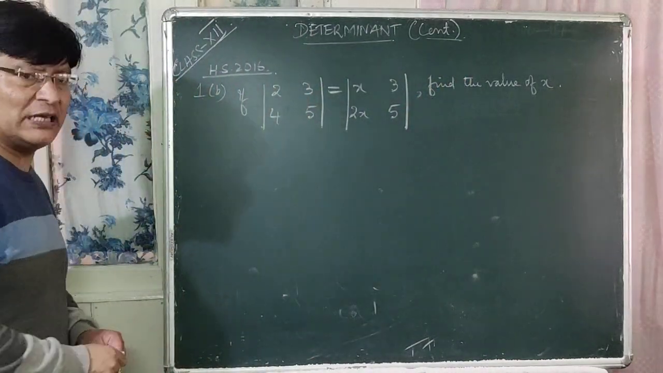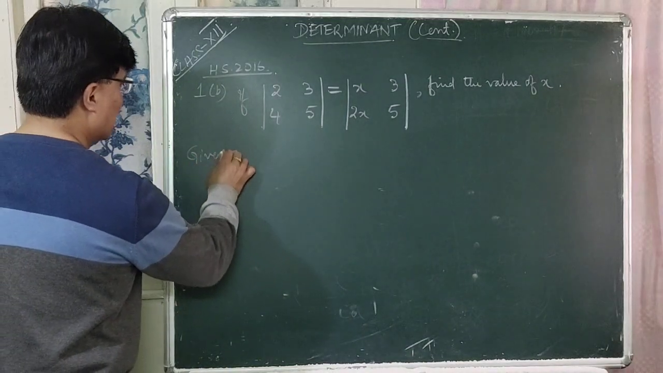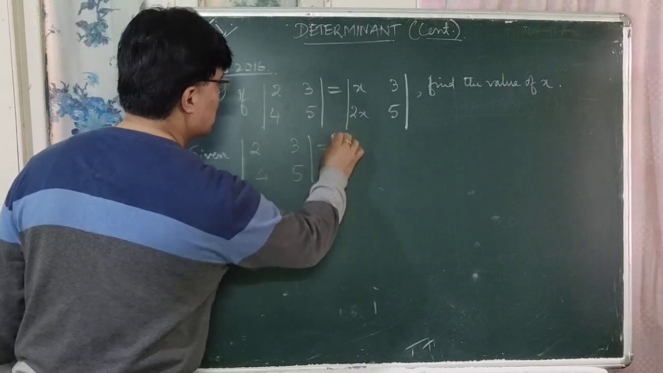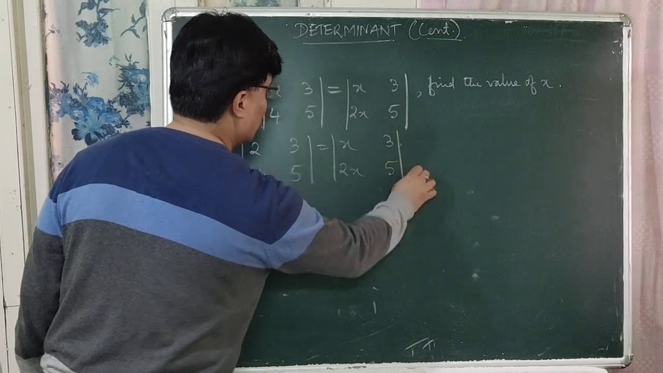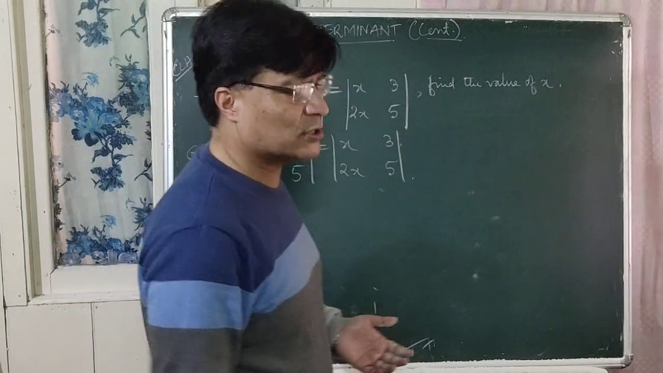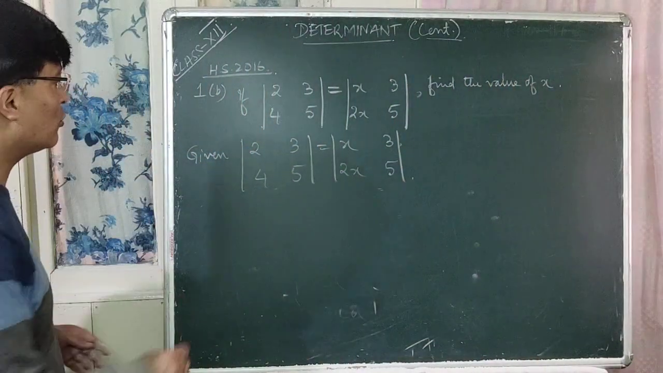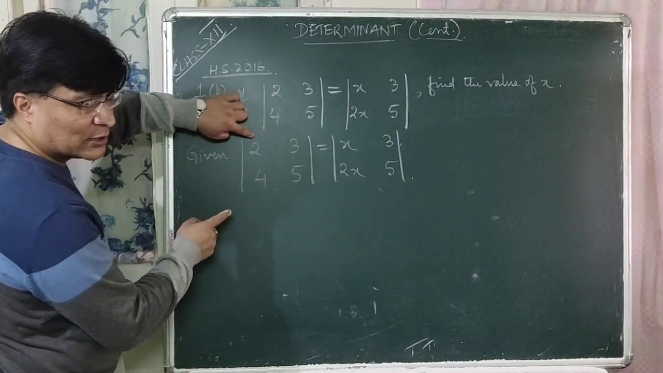So let us write down the given part here. So which is the given part here? So here given is determinant 2, 3, 4, 5 is equal to determinant x, 3, 2x, 5. Right? So in this case you can expand it. This is the case of determinant, isn't it? So you can expand the second order determinant. You know how to expand it.